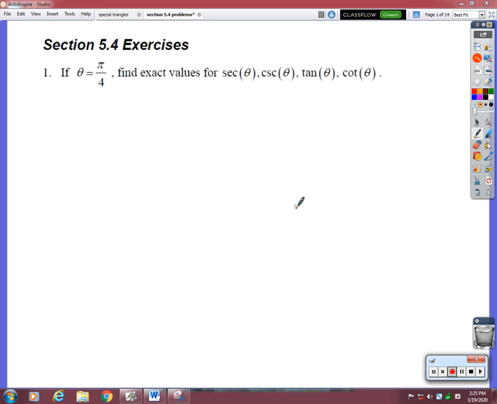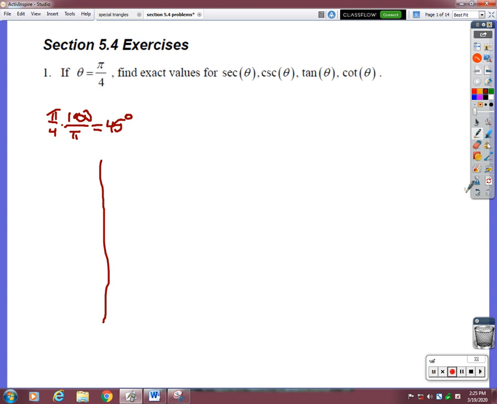All right, let's work our way through some of these. So first one, we're given the angle pi over 4. Change that into degrees by multiplying by 180 over pi, and we get 45 degrees. Didn't know that already. That was an easy one.